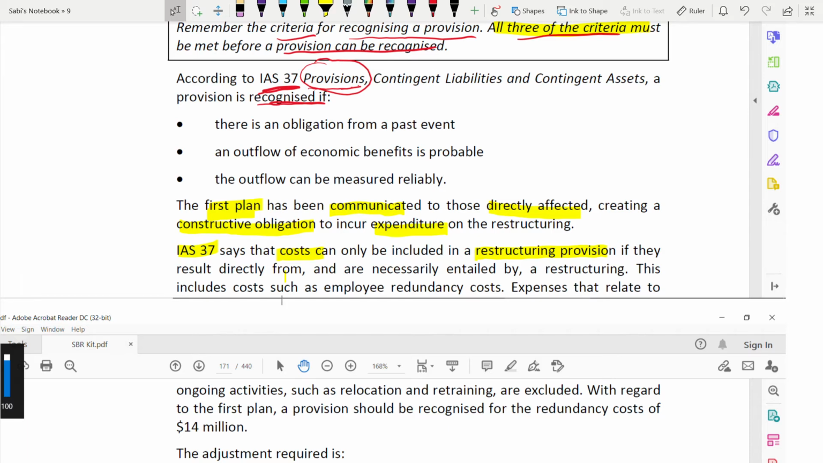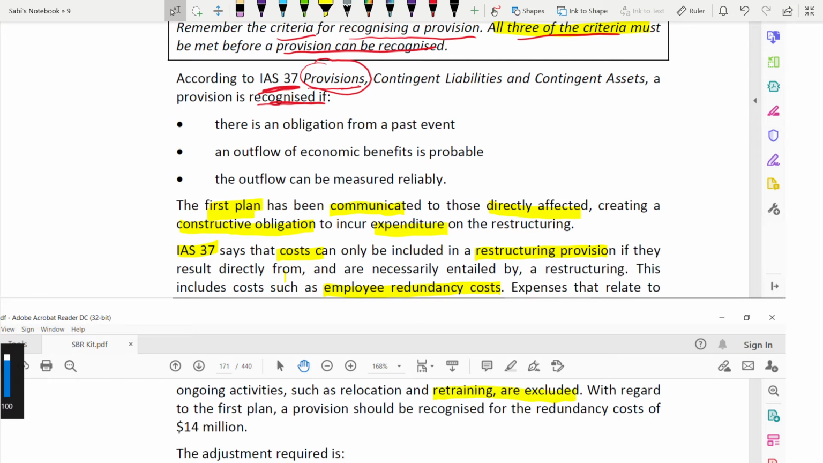What are those costs? Remember, two types of cost you have been given. One is redundancy cost, one is retraining cost. You need to write both costs, how each one of them will be dealt with. Are they both under restructuring provision or only one of them? You need to write. So this includes costs such as employee redundancy costs. Expenses that relate to ongoing activities such as relocation and retraining are excluded.